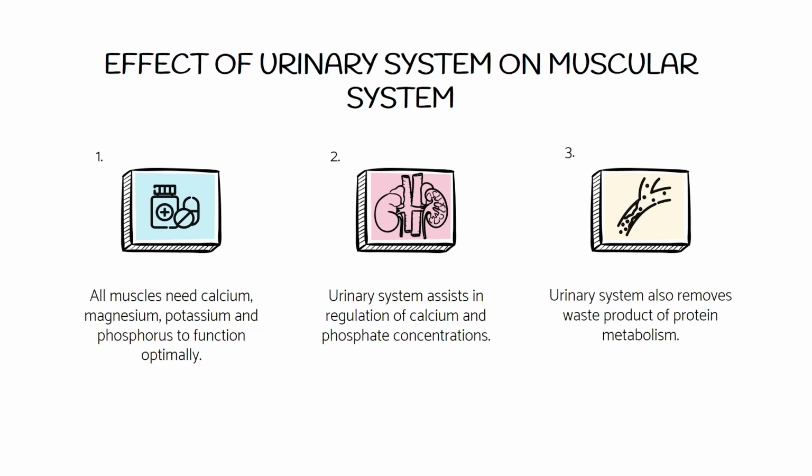All muscles need calcium, magnesium, potassium and phosphorus in order to function properly, especially for muscle contraction. And just like how I have explained in the previous subtopic, the urinary system plays an important part in assisting the regulation of calcium and phosphate concentration in our blood. The urinary system also removes waste product of protein metabolism.